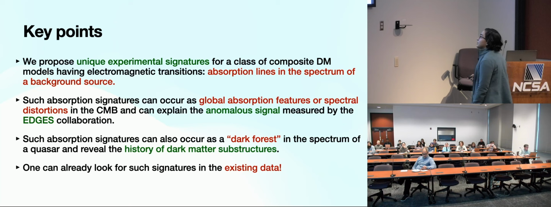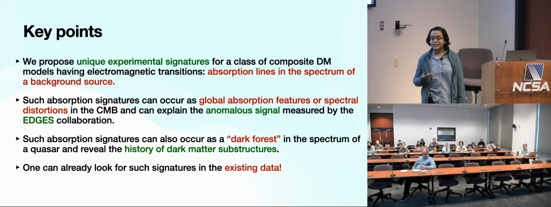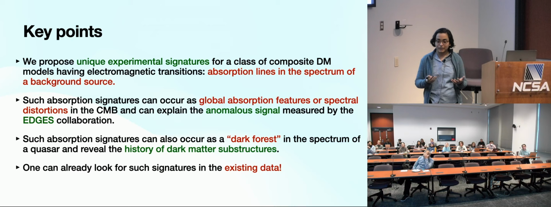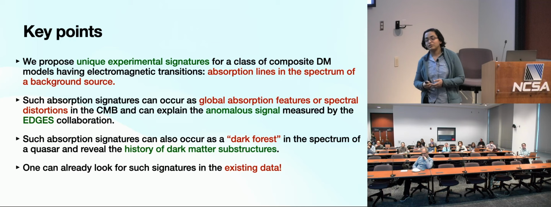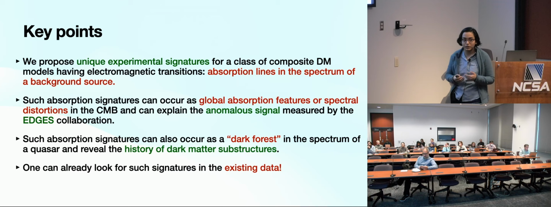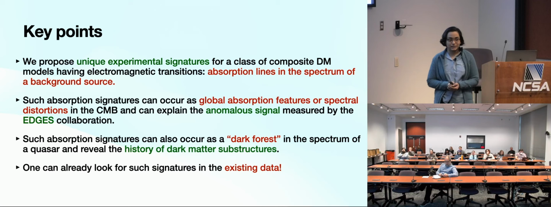Okay, so now I would conclude. In our work, we have proposed unique signatures of dark matter that could be found using different absorption lines in the spectrum of a background source. If the background source is the CMB, these can emerge as global signals, which can be distinguished from standard signals. If it is a quasar, this can give rise to absorption lines, which could be dark forests that could open a new window to the large-scale structure. And we can already look for these signatures in existing data. So thank you.